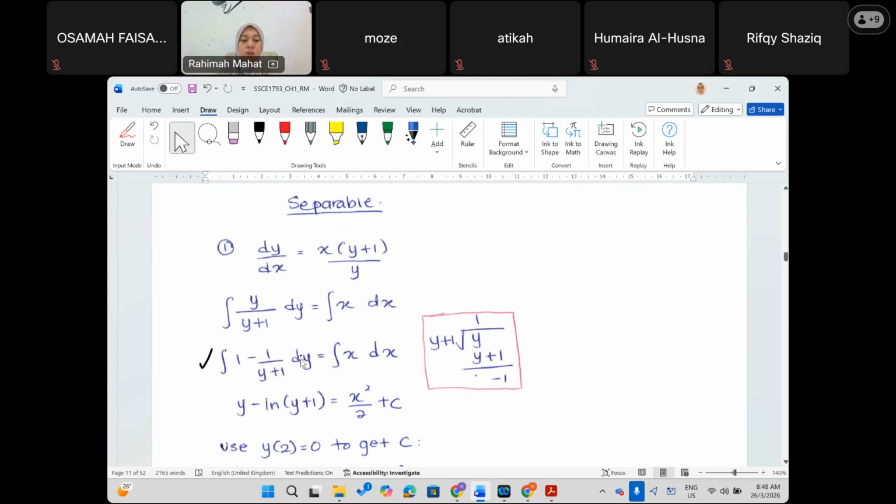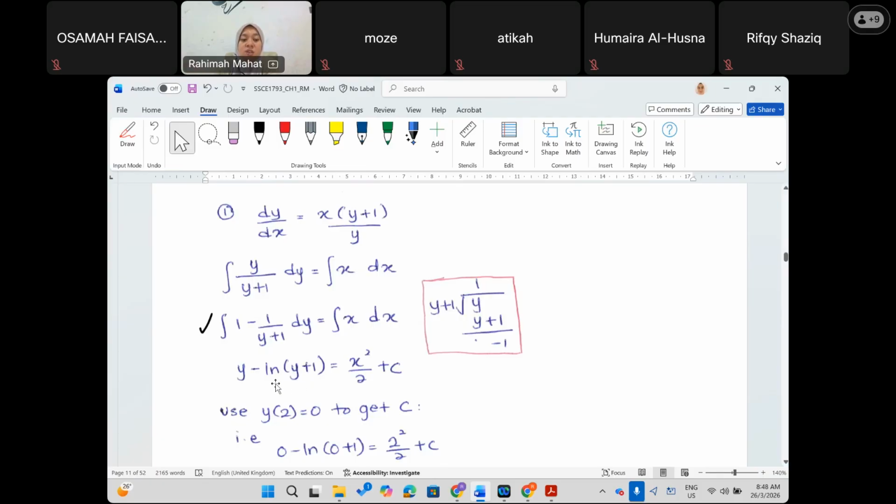And then after that, you can start to do the integration. After you simplify the equation, you can get the integration. So integrate 1, you get y. Integrate 1 over y plus 1, you get ln of y plus 1. And then x, you get x squared over 2. This is your final equation.